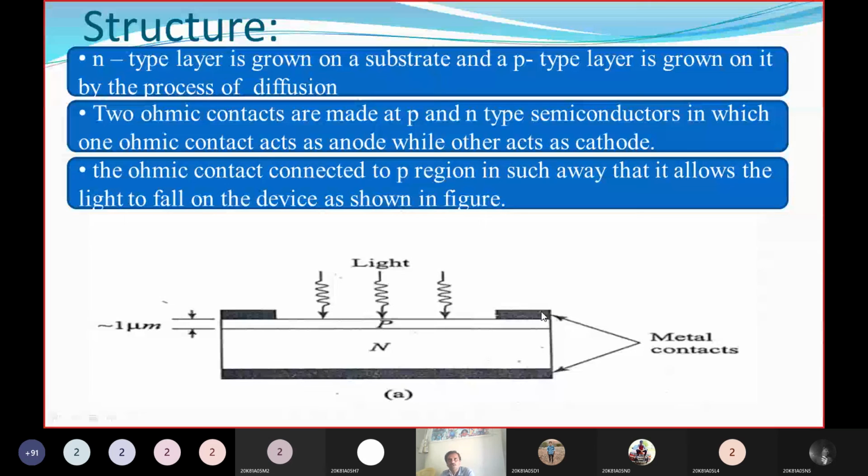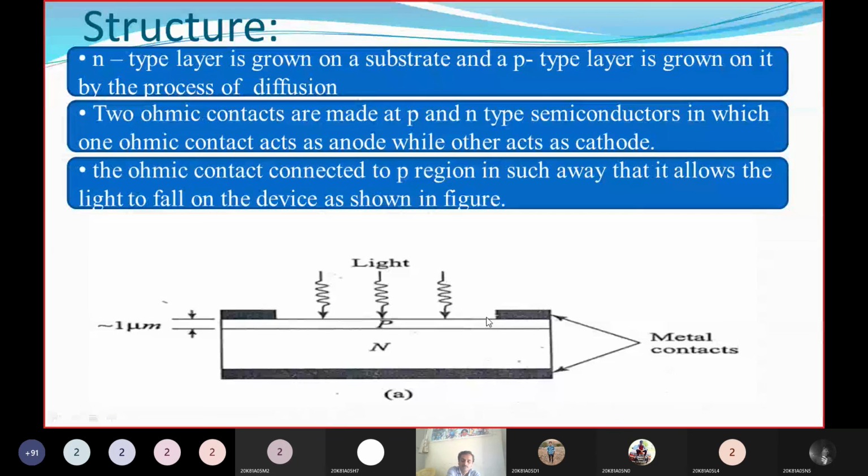See here, in the P region, this ohmic contact is nothing but a metal contact. Ohmic materials are the materials that follow Ohm's law. All metals will follow Ohm's law, so simply we will consider it as metals. So two metals are connected in the P region.